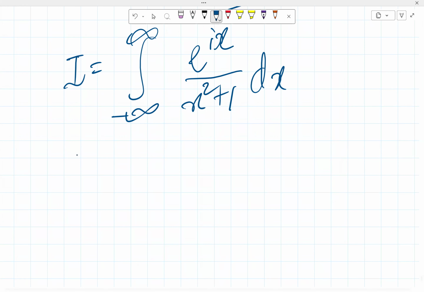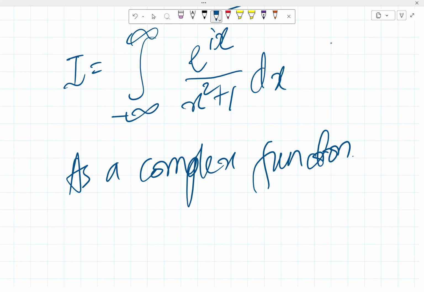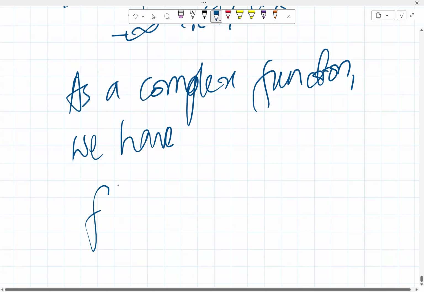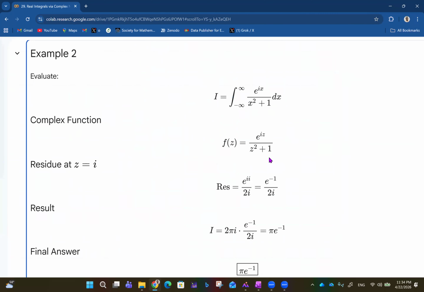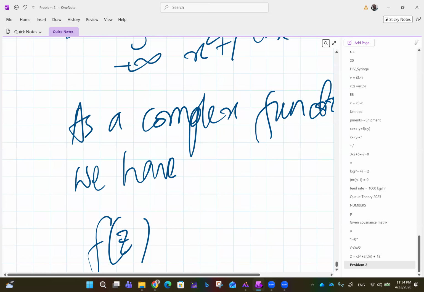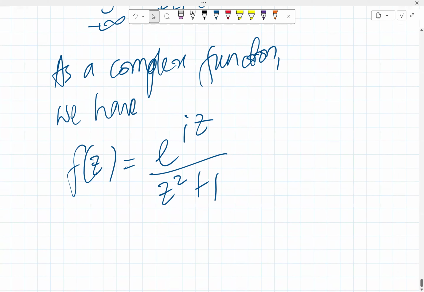As a complex function, we will have f of z equals e raised to the power iz over z squared plus 1.